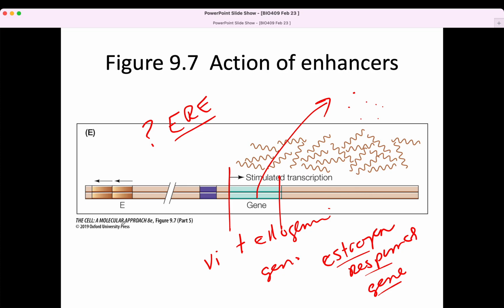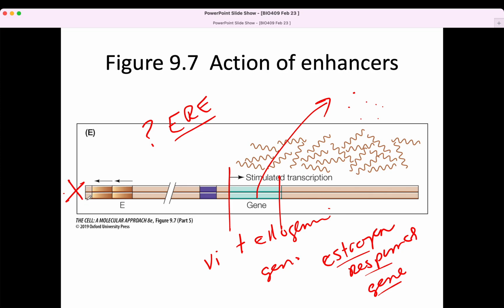So where is the estrogen response element? The answer is we somehow have to identify it. And the way that scientists would do that is they get a piece of the gene DNA in a test tube and they would start to randomly remove parts of it.